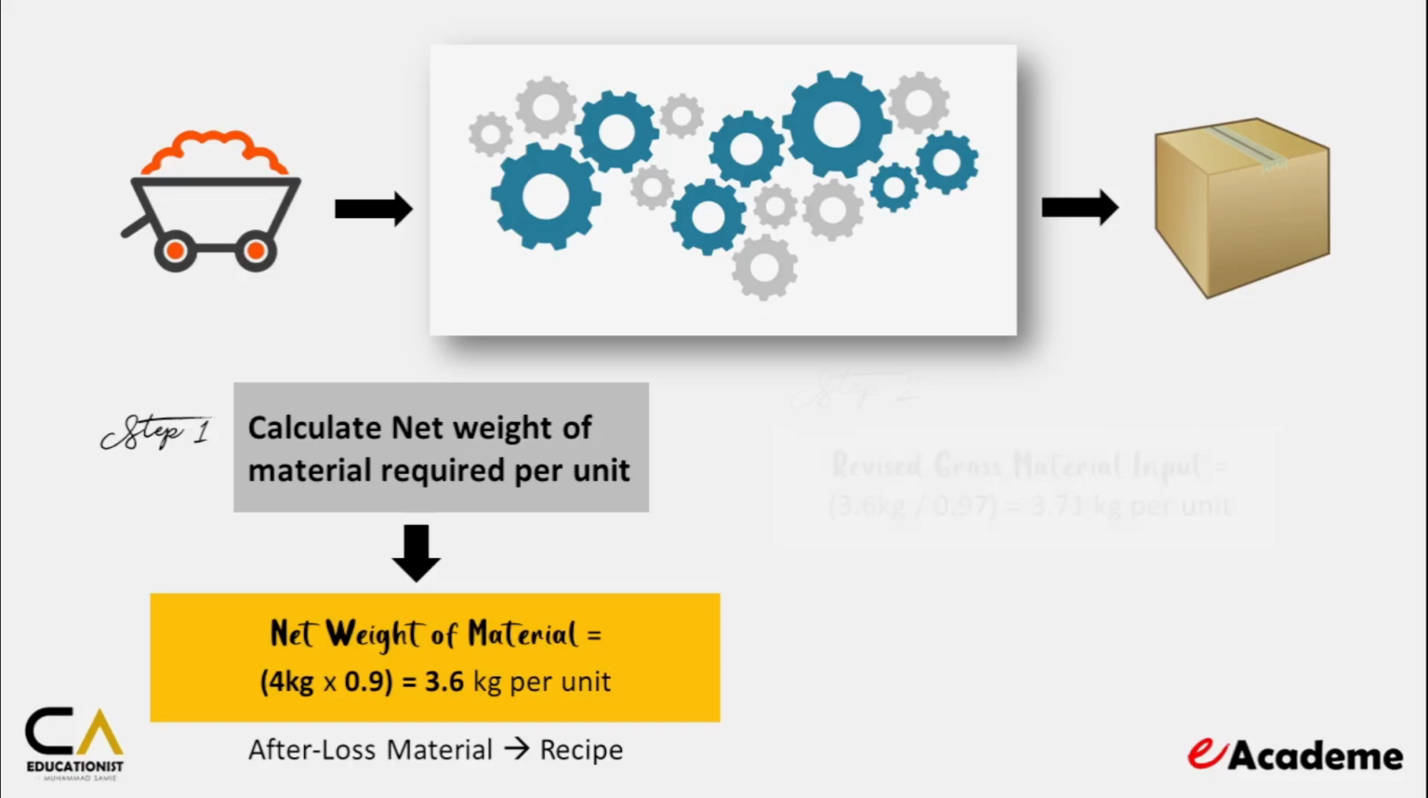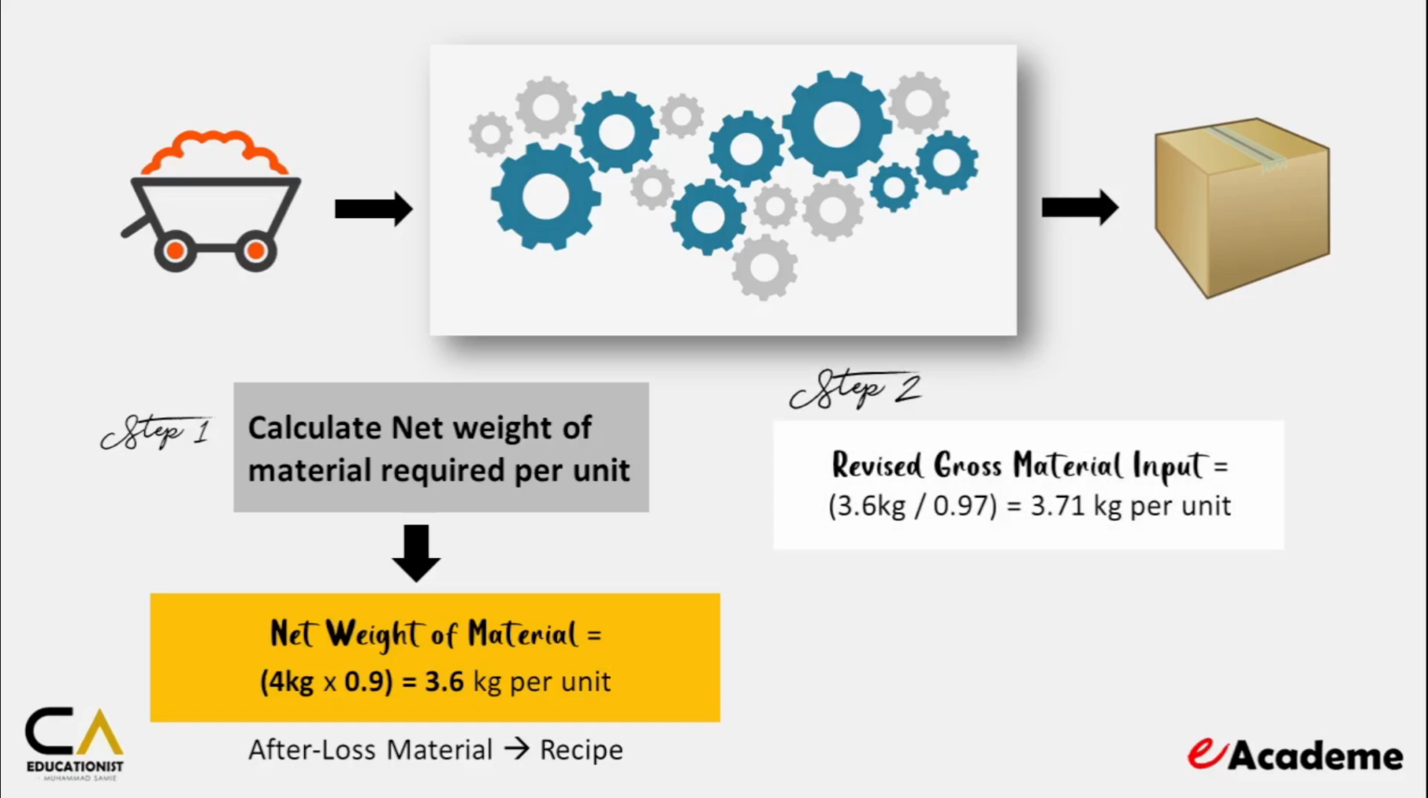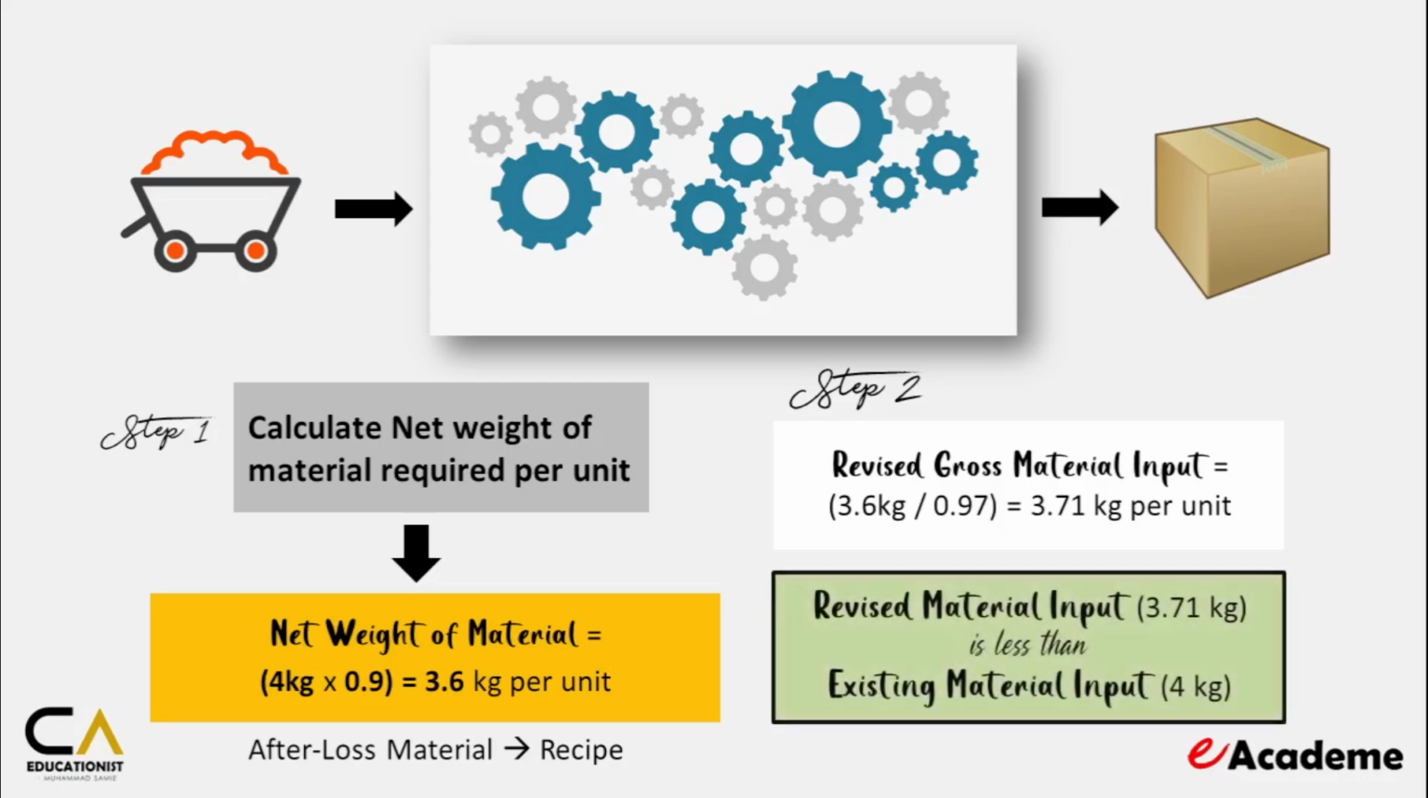In the second step, you can work it back to compute revised gross material input. Just divide 3.6 kilograms with 0.97. This will give you the revised gross material input of 3.71 kilograms. Since losses are expected to be 3% instead of 10%, revised input of 3.71 kilograms is now less than the existing input of 4 kilograms.